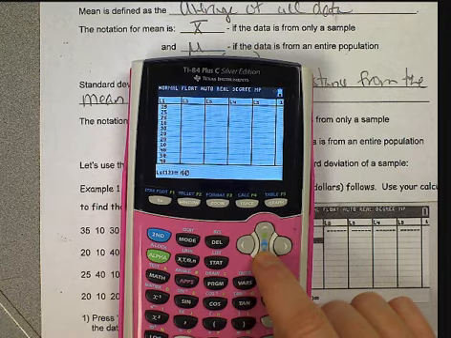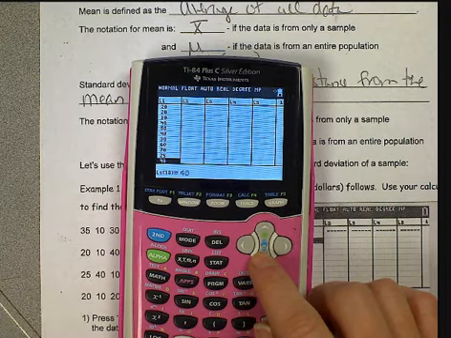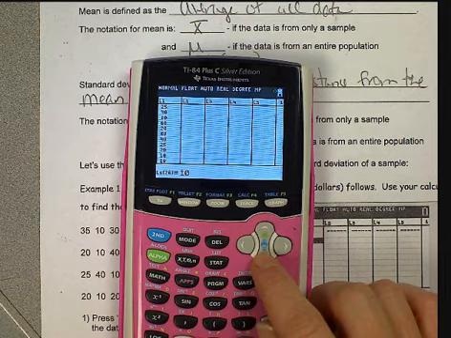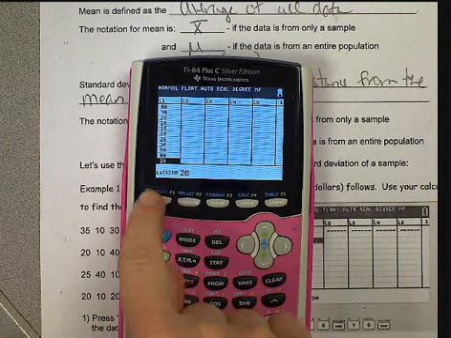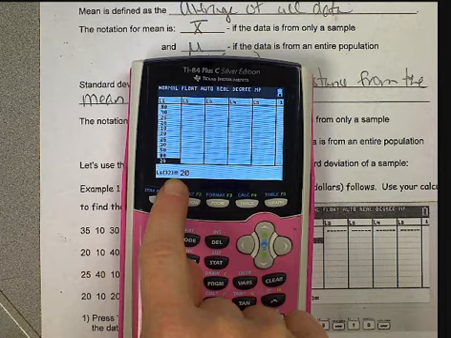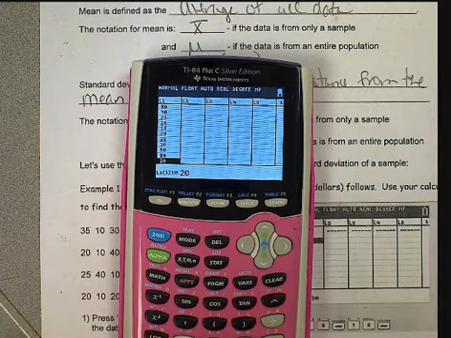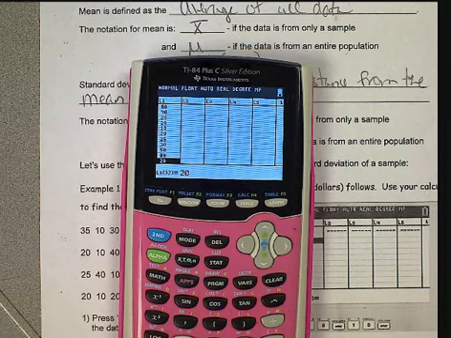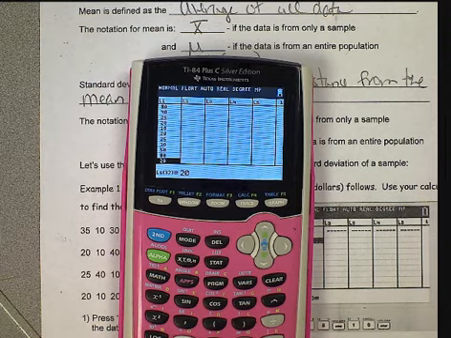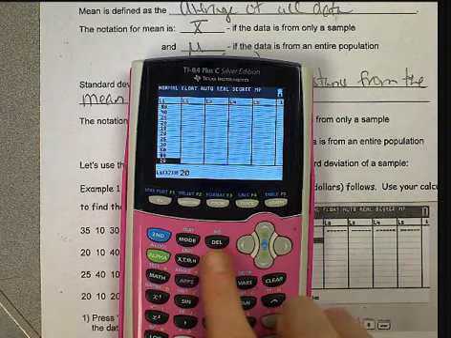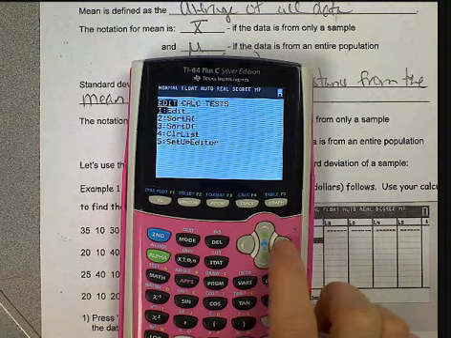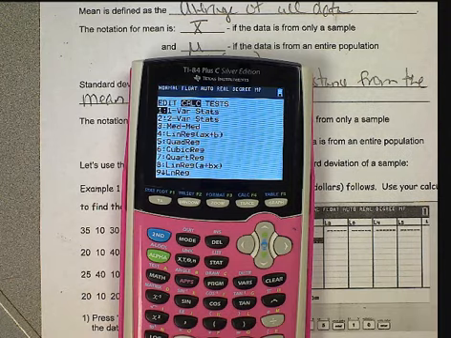One thing I do like about my calculator, if I am on the last data entry, it tells me it's 32. It's the 32nd entry. If you go back and read the problem, it tells us that we should have 32 entries. I do that as a way to check myself. Now, your calculator will actually find the mean and the standard deviation for you. Hit Stat, go over to Calculate, and you want to choose the first one, 1-Var Stats. Just hit Enter.